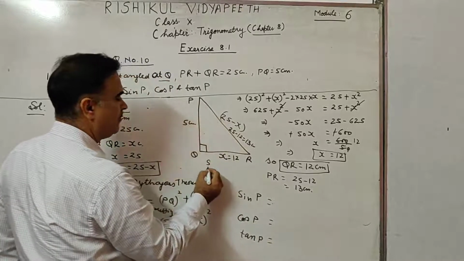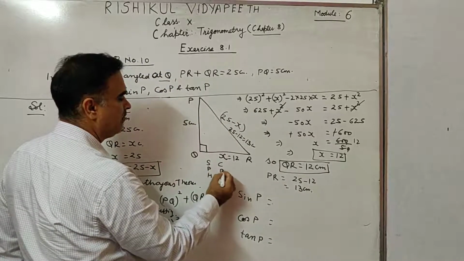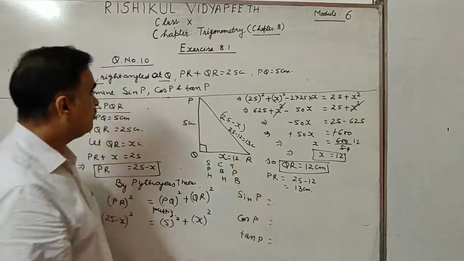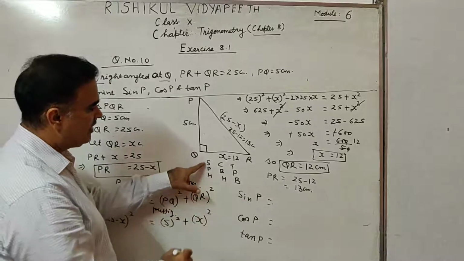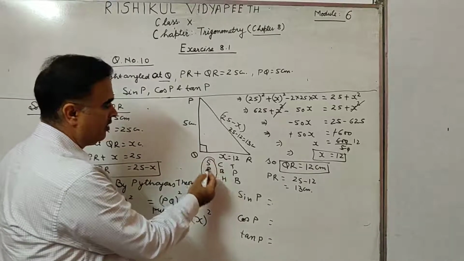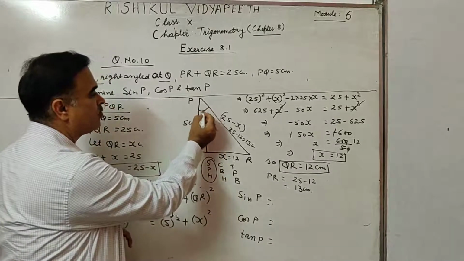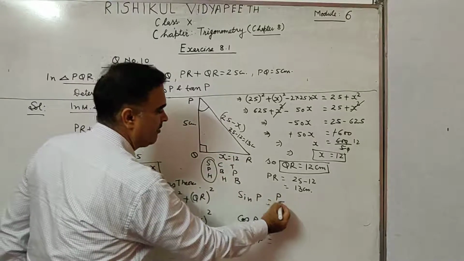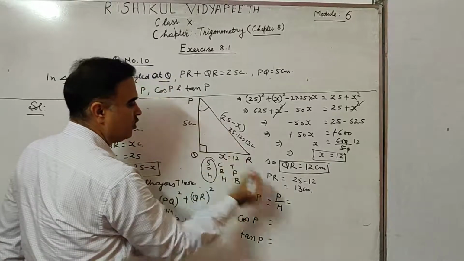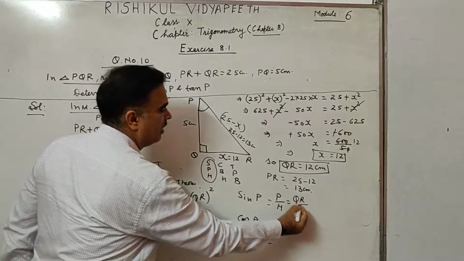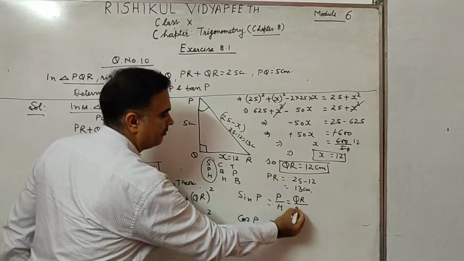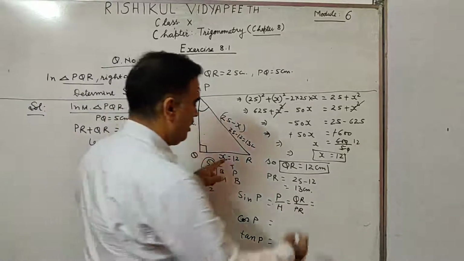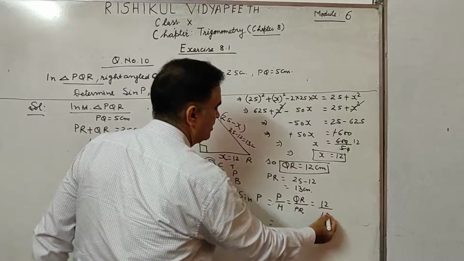You know, some people have curly brown hair turning permanent black. We have to find out sin P. Sin is perpendicular by hypotenuse, and P is the angle. With respect to this angle, we get the perpendicular as QR. This is perpendicular by hypotenuse. This is QR upon PR. This QR is 12 and PR is 13.